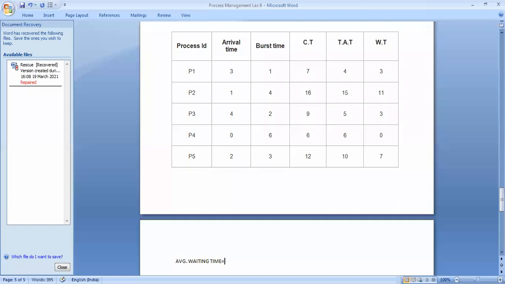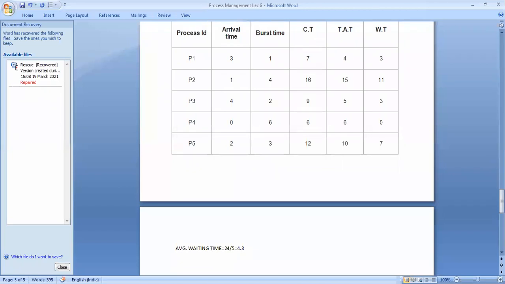So average waiting time is equal to 3 plus 11 plus 3 plus 0 plus 7, that means 24. 24 divided by 5 equals 4.8. And another one is average turnaround time. So average turnaround time is 40 divided by 5, equals 8. So now I think it is clear to everyone.